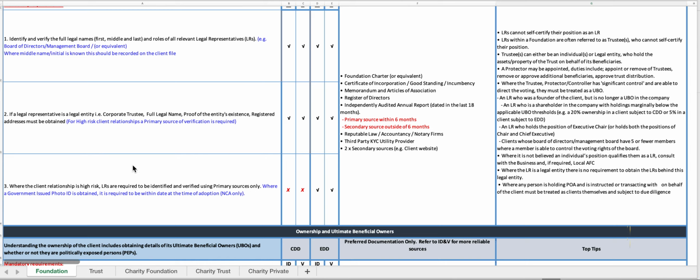And also where the relationship is high risk, the legal reps are required to be identified and verified using primary sources. So of course you'll need some kind of identification, not for CDD but for EDD definitely. And most of the information you can obtain is from pretty much what I've said previously. The extras would be registers of directors, independent annual reports, which I've mentioned before as well.